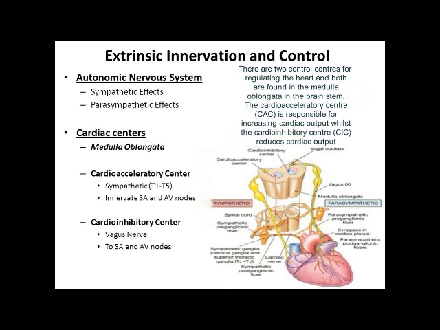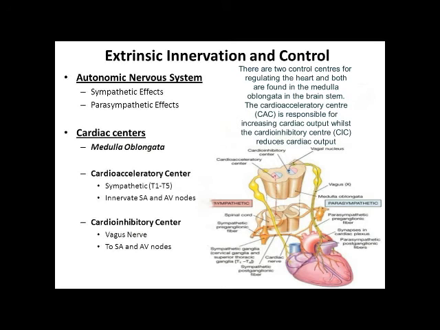There are two centers, the cardio-acceleratory center and the cardio-inhibitory center, that control this. The medulla oblongata is located in the brain and includes a cluster of neurons that make up the cardio-acceleratory center, and sympathetic fibers that begin in the cardio-acceleratory center innervate the sinoatrial node, the AV node, and parts of the myocardium. Cardio-acceleratory center stimulation causes these fibers to release norepinephrine, thereby increasing heart rate and contraction strength.